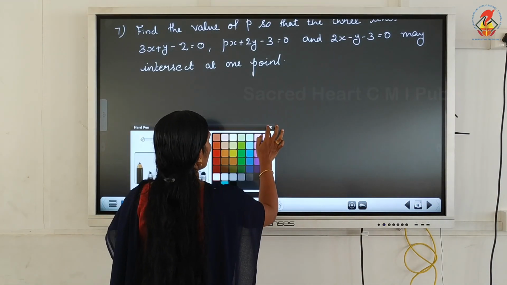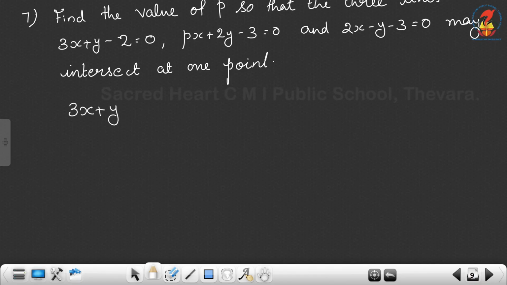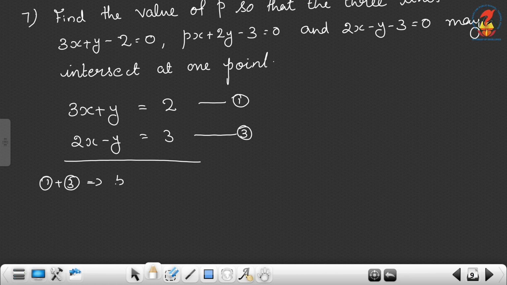So we can solve equations 1 and 3. 3x plus y minus 2 equal to 0, that is, 3x plus y is equal to 2. That is the first equation. Now, the third equation: 2x minus y is equal to 3. Here the coefficient of y is the same but with opposite sign, so we can add equations 1 and 3. So it is 5x is equal to 5, so x is equal to 1.